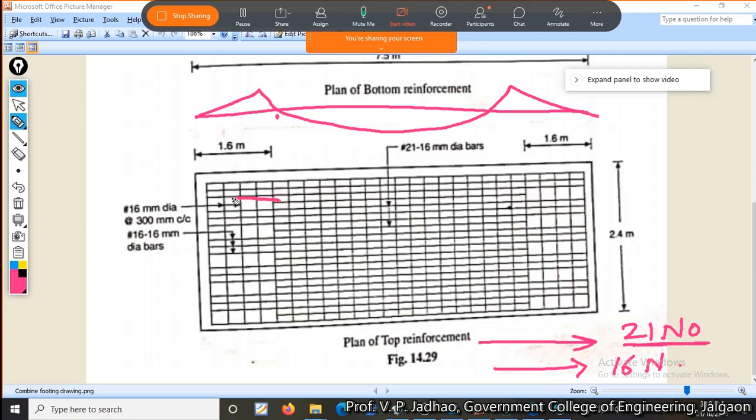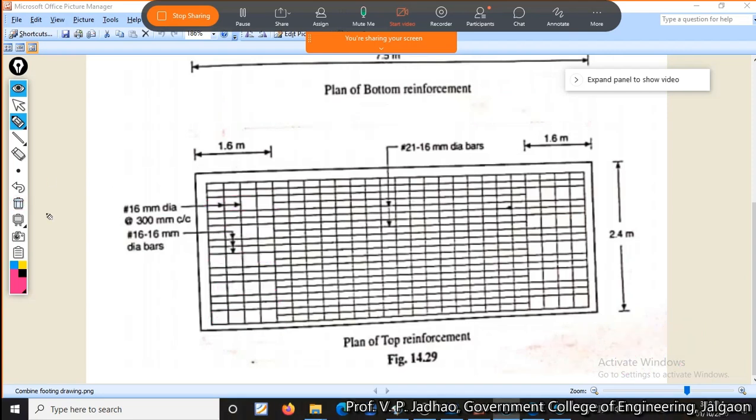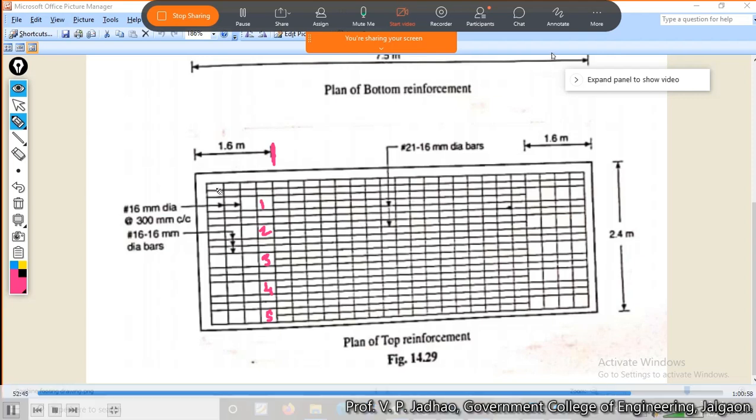You can see here we haven't provided the complete reinforcement bar here. 1, 2, 3, 4 and 5. We just cut this bar here. You can see at these 5 locations, this first, second, third, 4th and 5th location, we have cut these bars only, these 5 bars. So for full length we have provided 16 bars.